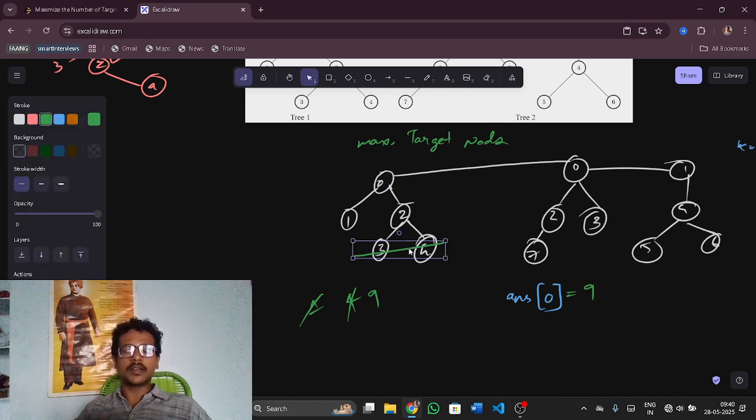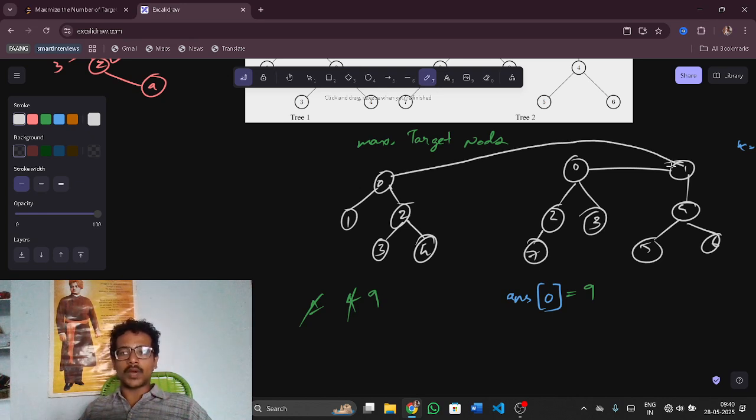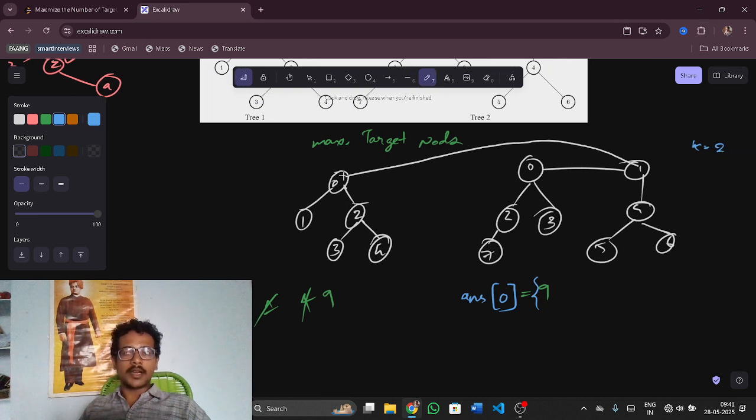So if I do that, I need to remove this edge, right? And then I am taking another edge, so node 0 to node 1. Now let us see what the answer is. I have 9. I need to change it if I get a value greater than 9. So I'm connecting this 0 to 1.